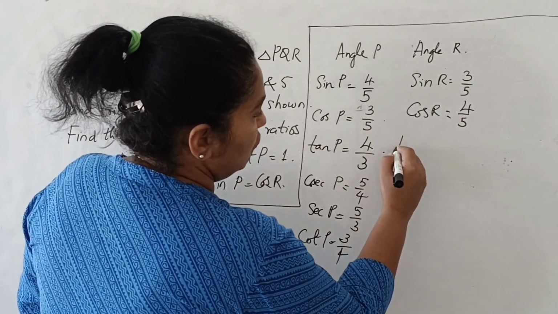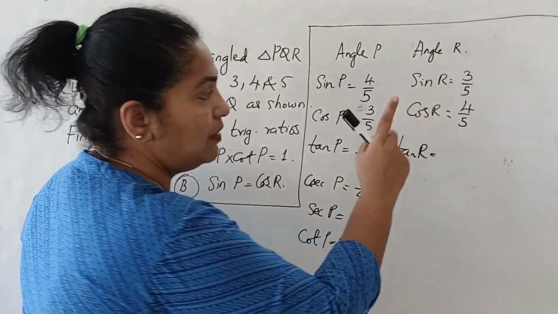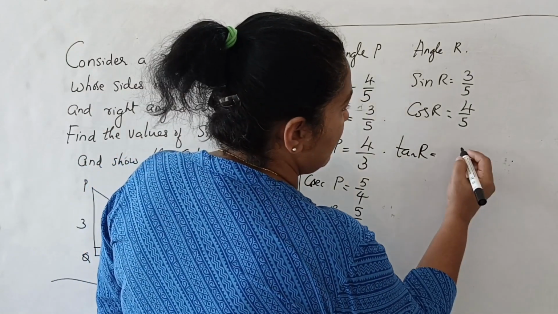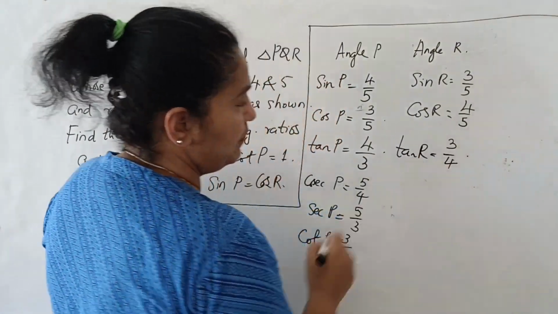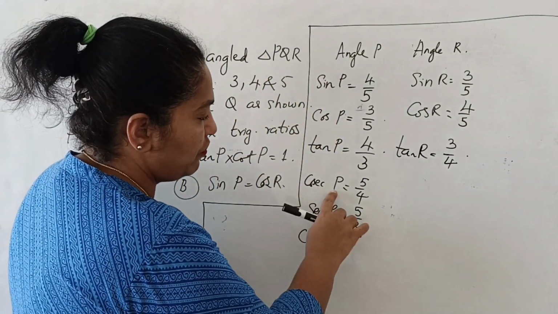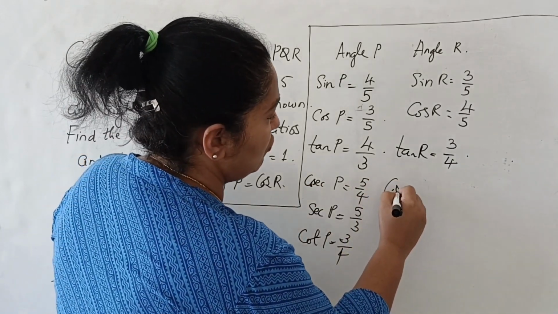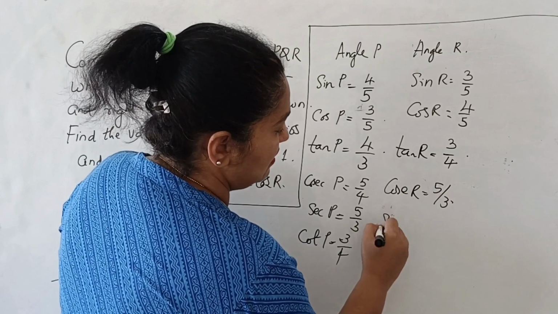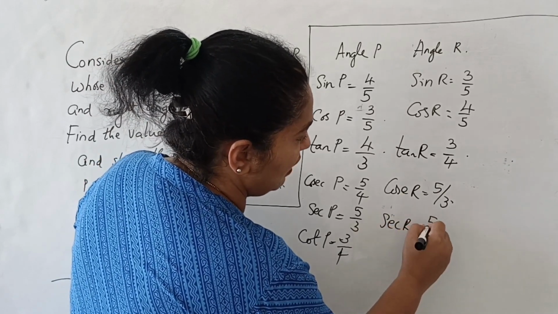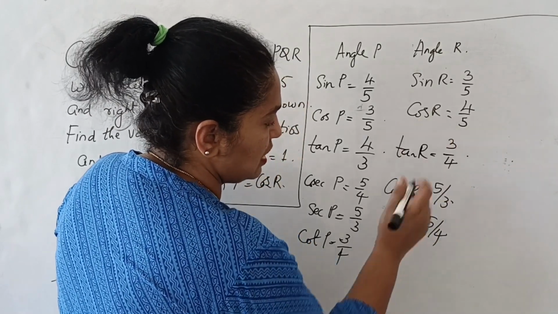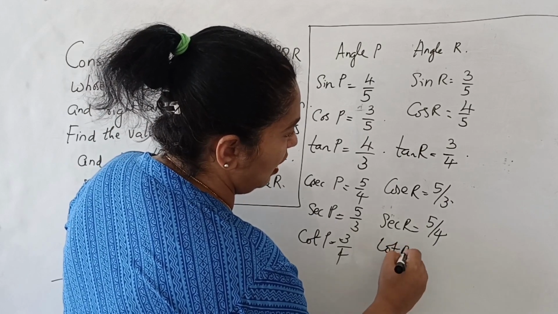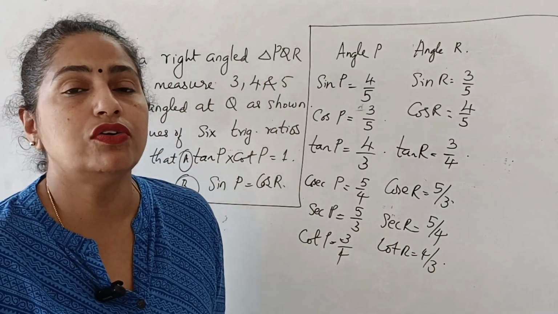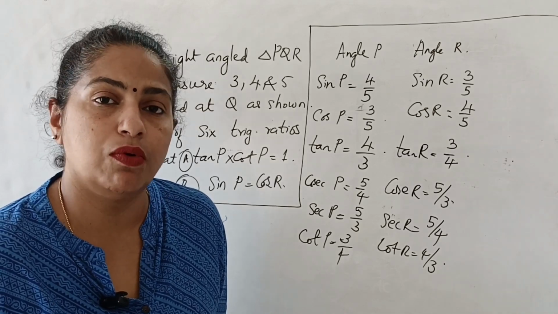Now, what is my tan R? It is the ratio between sine and cos. So I can write it as 3 by 4. Okay. Now, cosec R is the reciprocal of sine, which is 5 by 3. Sec R is 5 by 4, reciprocal of cos R, and cot R is 4 by 3. We have found all the 6 trigonometric ratios for both the angles.